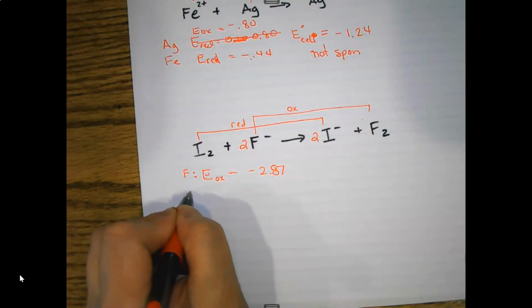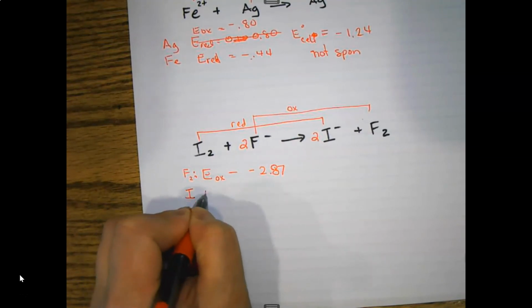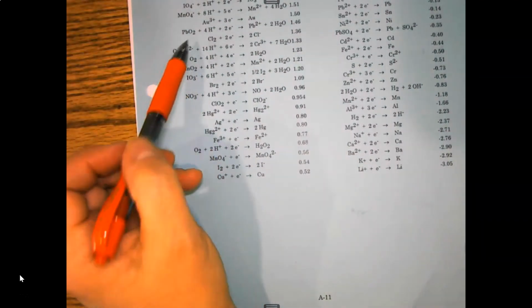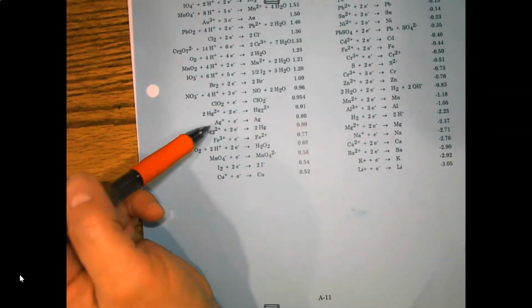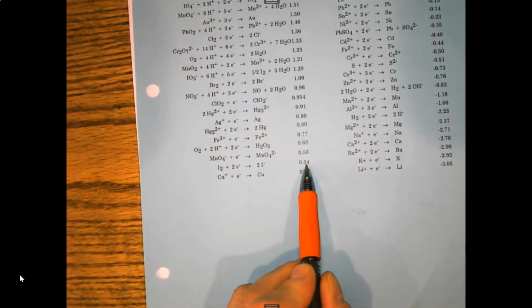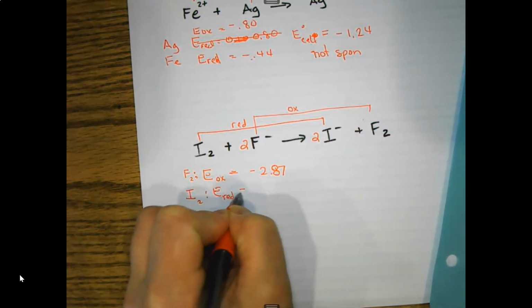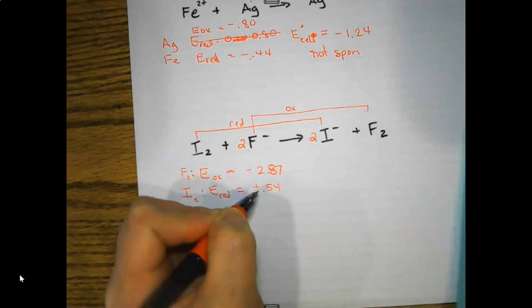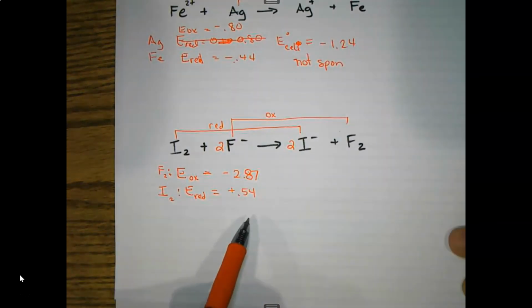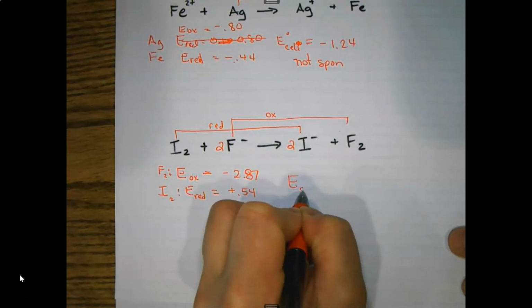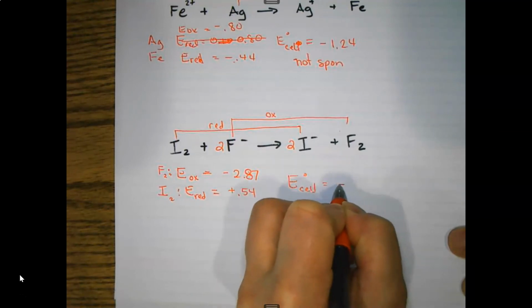And then for iodine, it is undergoing reduction, and iodine is a positive 0.54. So I add these two together, and overall, what's my sign? The cell voltage is negative.